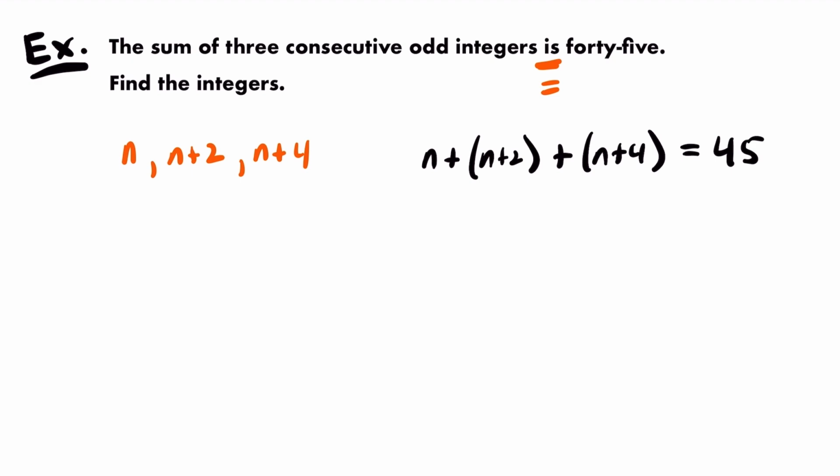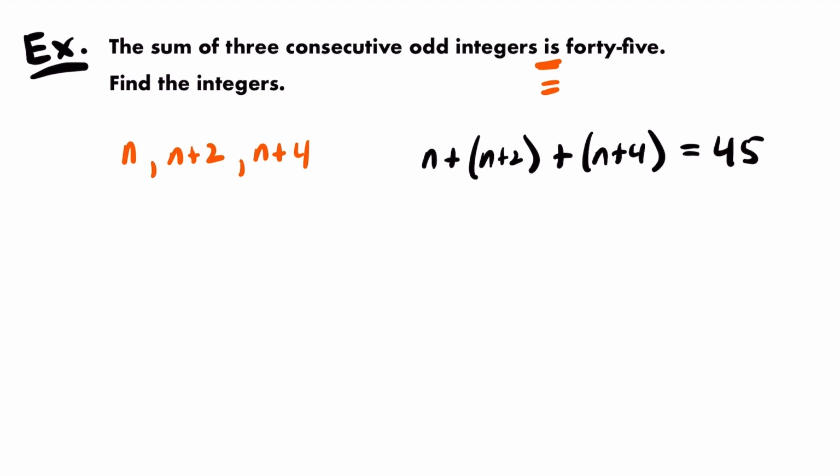So now what we can do is solve for n in this equation and use that value of n to help us find the 3 consecutive odd integers. We just have to do a little simplification on this side of the equation and then solve for n like we've solved for any other variable in an equation in the past.